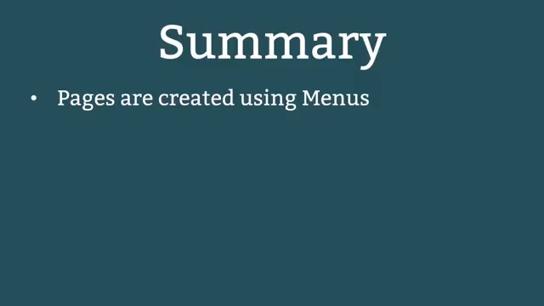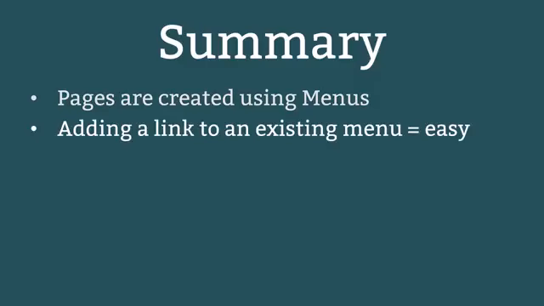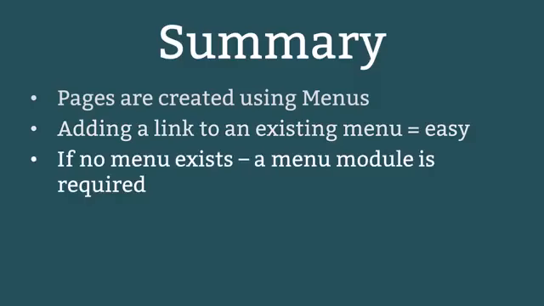Here is a summary of the major points covered in this lesson. In Joomla, pages are created using menus. Creating a new page and adding a link to that page in an existing menu is easy. If the menu does not yet appear on the website, a menu module needs to be created.